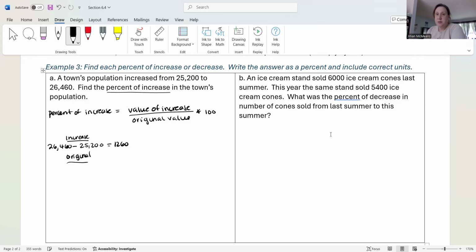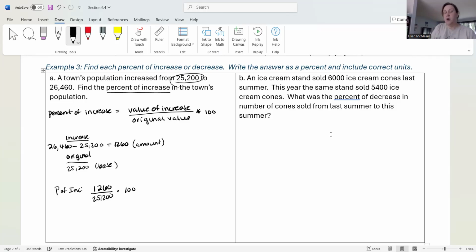Now we need to know what the original value is. In this particular instance, we have that a town's population increased from 25,200 to 26,460. So the original value is the 25,200. So my percent of increase is going to be 1,260, that's kind of like our amount, divided by 25,200, that's our base. And then we're going to multiply it by 100.